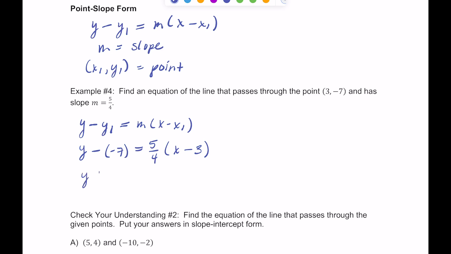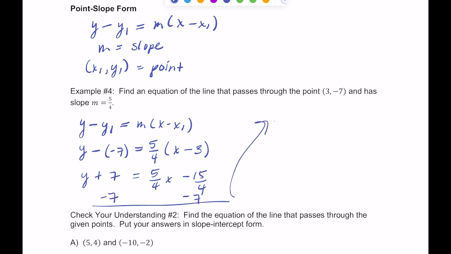So now I'm going to go through and clean this up a little, and you would get y plus 7 equals 5/4 x minus 15/4. Okay, now I want to put this in slope-intercept form. So to do that, I need to put it into y equals mx plus b form. So I need to subtract the 7. And now you would get y equals 5/4 x minus 43/4.